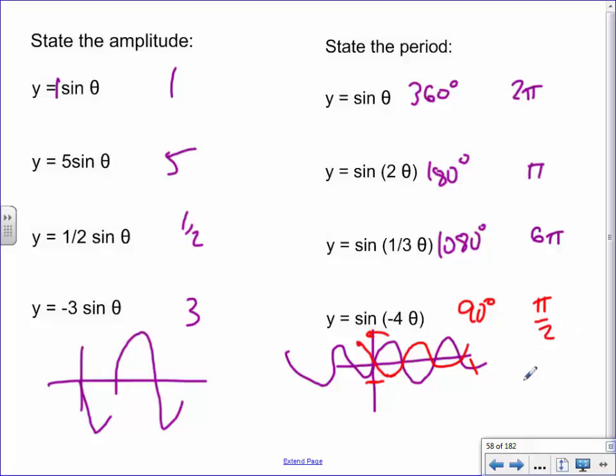So, again, just because there's a negative here doesn't affect the period. The negative just means you flip the graph upside down or backwards. That's all.